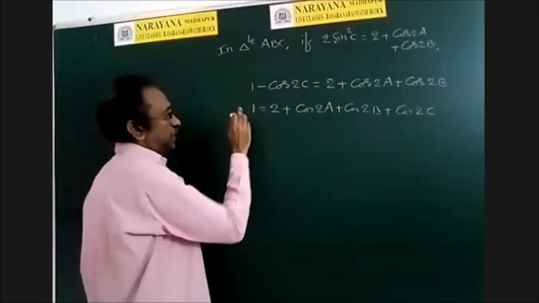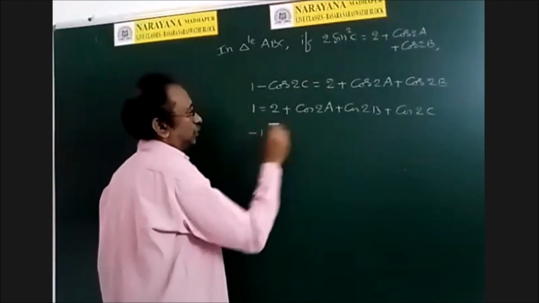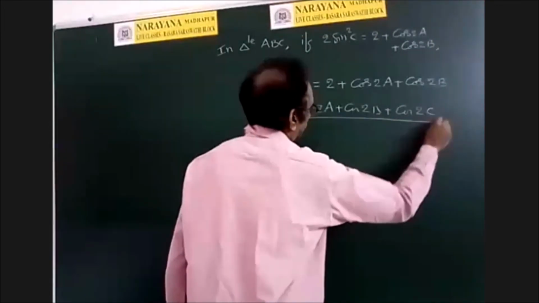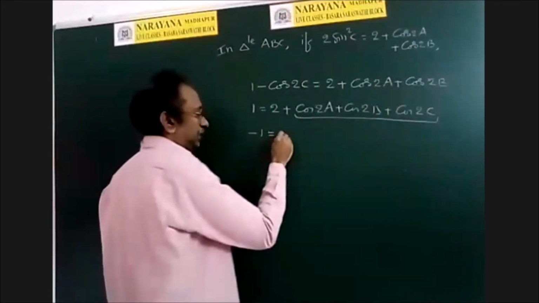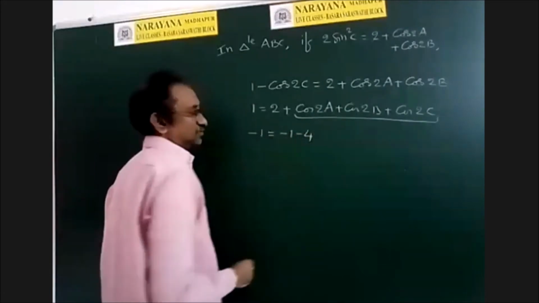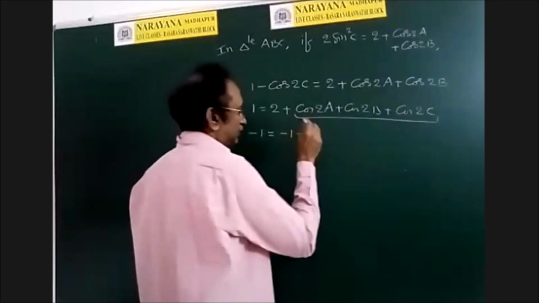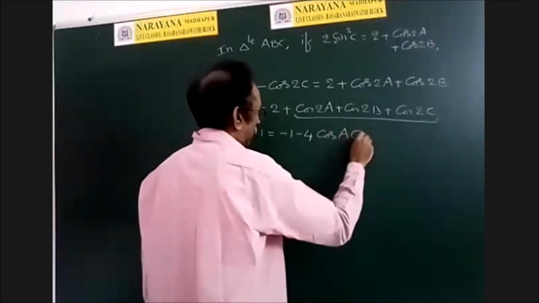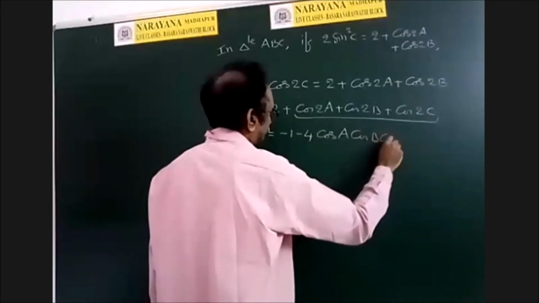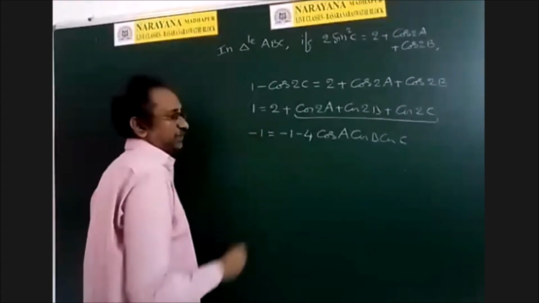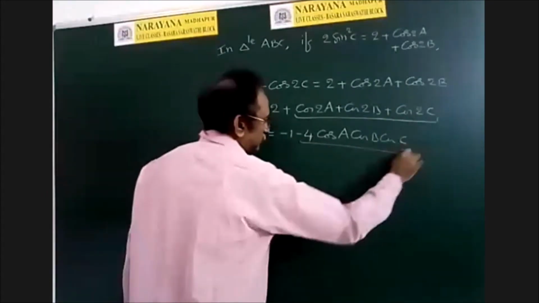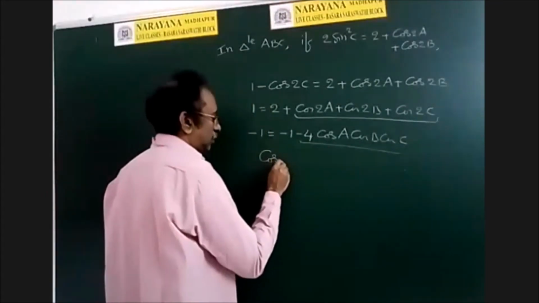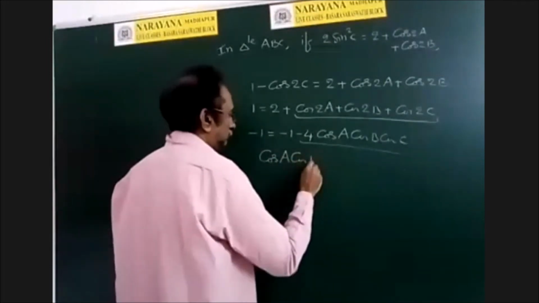Okay, so this is 1 minus 2, that is minus 1, is equal to cos 2a plus cos 2b plus cos 2c, which is minus 1 minus 4 cos a cos b cos c. So minus 1 and minus 1 cancel. So this product is 0. That means cos a cos b cos c is 0.